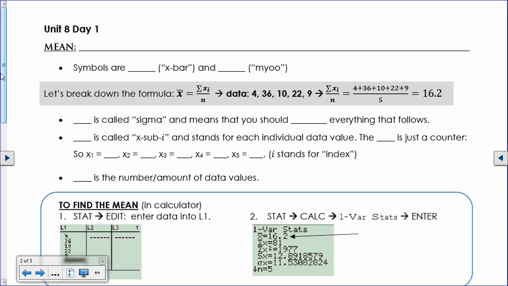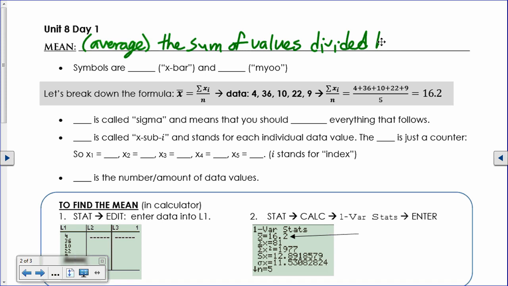Alright. The mean. When you guys see the word mean, what is the definition of that? What's another word for mean? Average. Okay. Right. So the mean is the sum of values divided by the number of values.